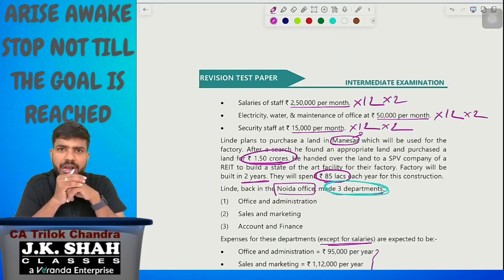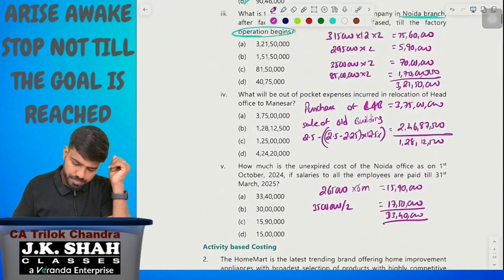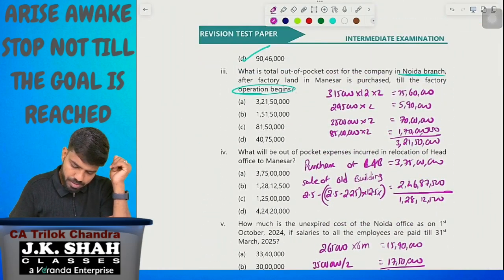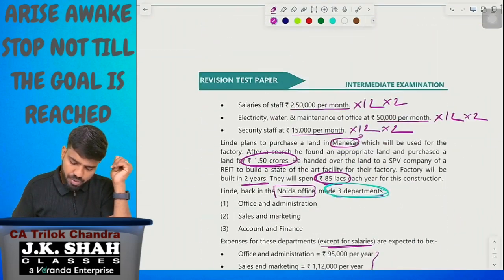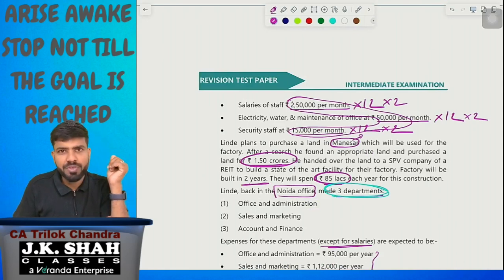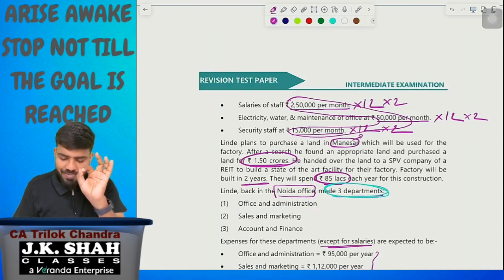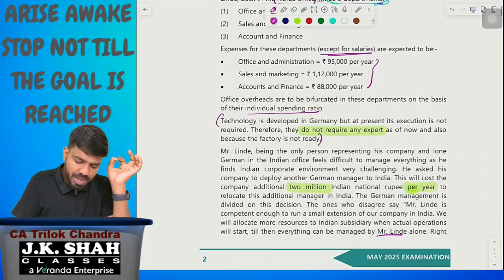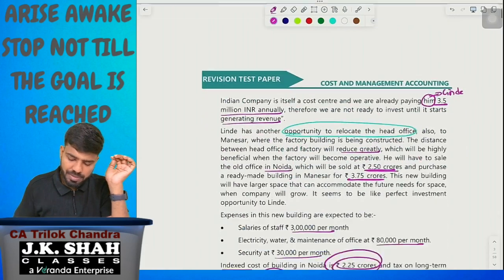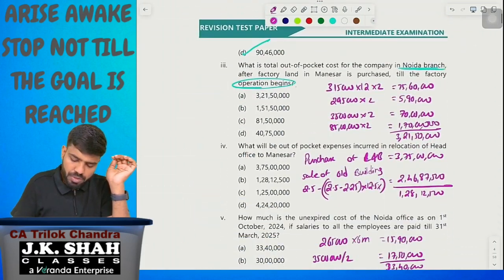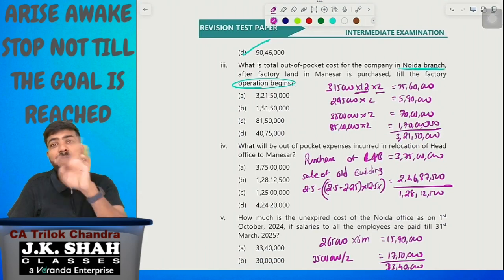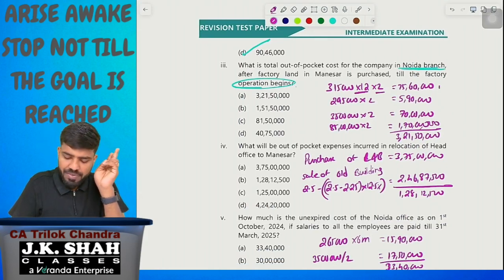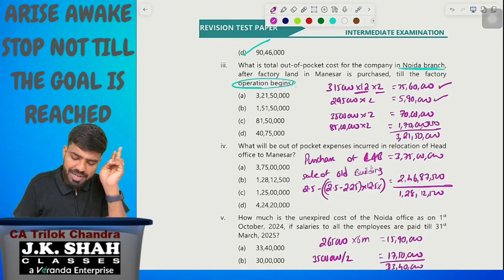Are you understanding, all of you? Okay, now look here. I took the total of these three: 2,50,000 plus 50,000 is 3 lakhs, plus 15,000, 3 lakh 15,000. Apart from this, they have given office and administration, sales and marketing, accounts and finance: 95,000 per annum into 2. Individual amounts, we'll take that. 3 lakh 15,000 into 12 into 2 for 2 years is 75 lakh 60,000. 2 lakh 95,000 into 2 is 5 lakh 90,000.